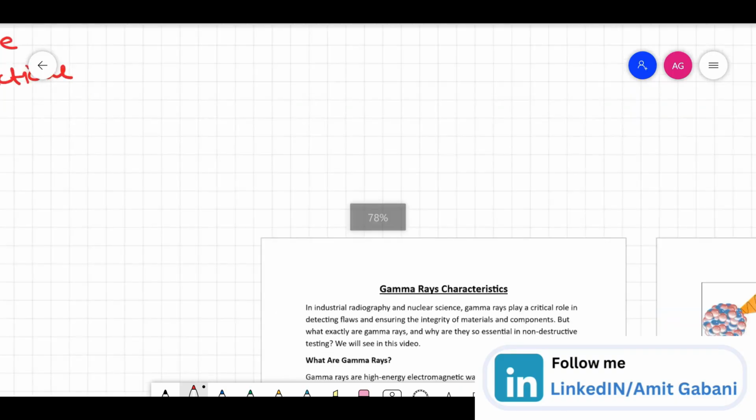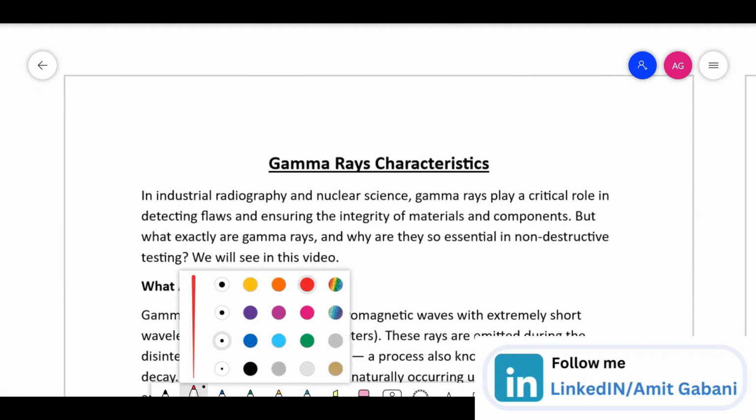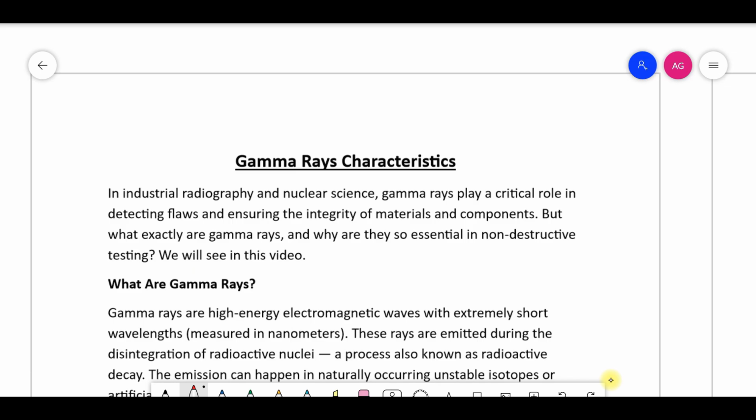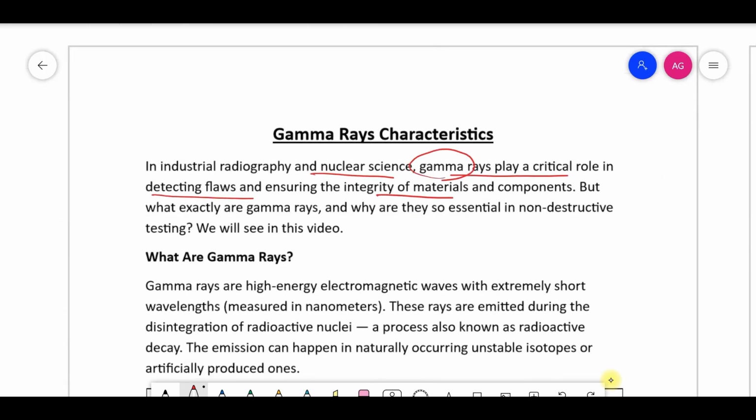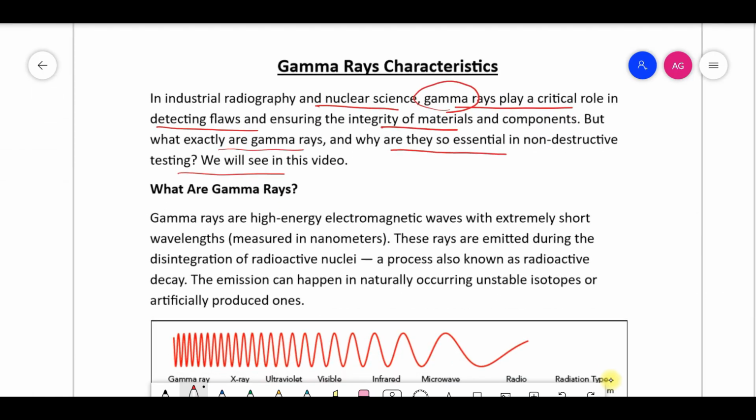So if we talk about gamma rays, first of all, in industrial radiography and nuclear science, gamma rays play a critical role in detecting faults and ensuring the integrity of materials and components. So it is very important that we use gamma rays in radiography testing. Especially when there are components of heavy thickness, X-rays cannot be used here, meaning the result will not be as effective. In that case we use gamma rays. But what exactly gamma rays are, and why they are so essential in non-destructive testing, we will see in this video. So see, what are gamma rays?